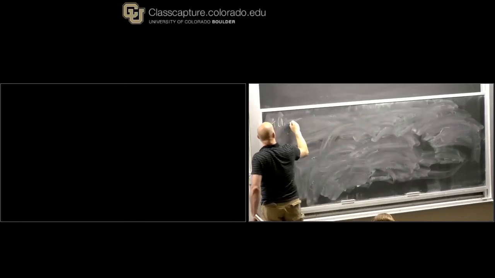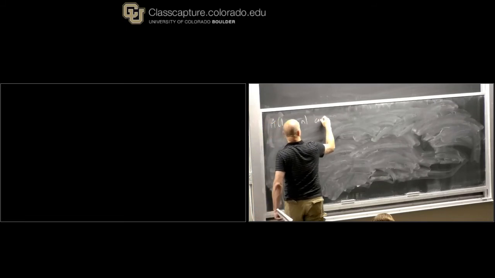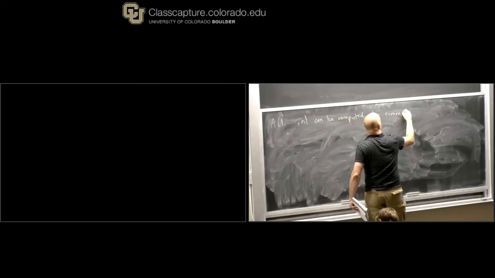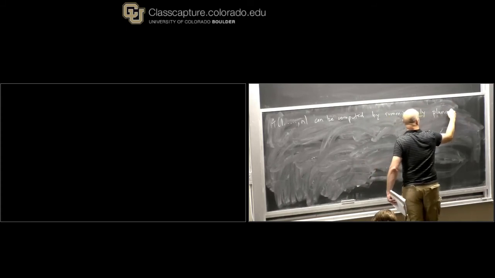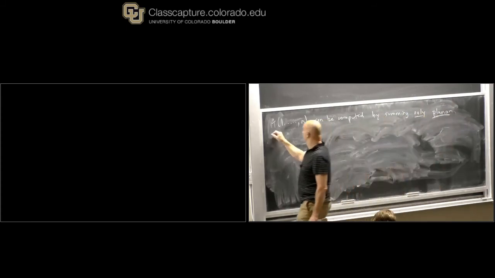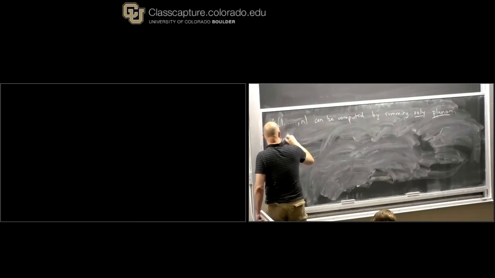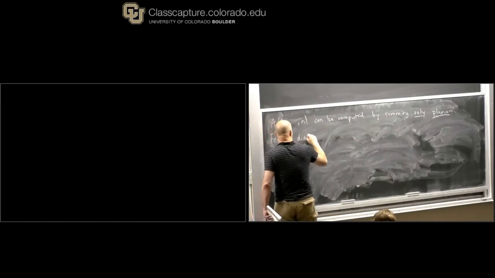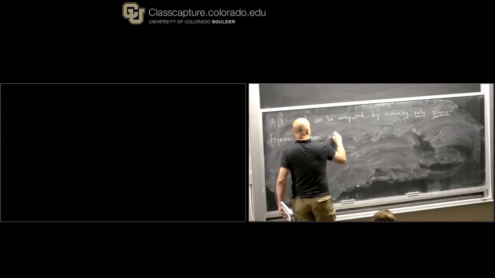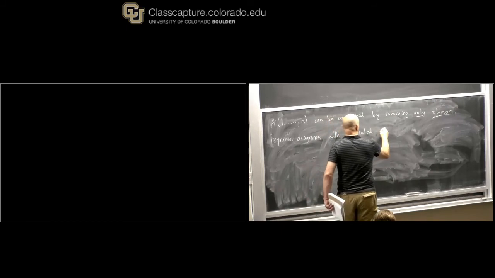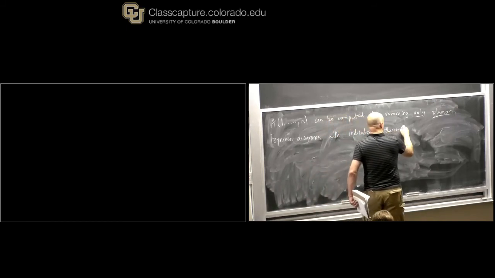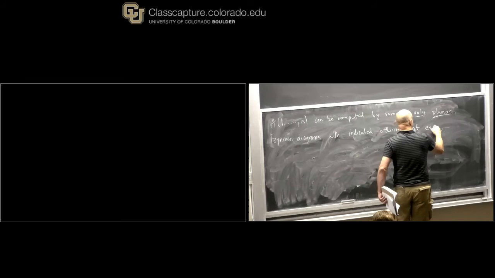A(1 through n) can be computed by summing only planar Feynman graphs with the indicated ordering of the external particles.